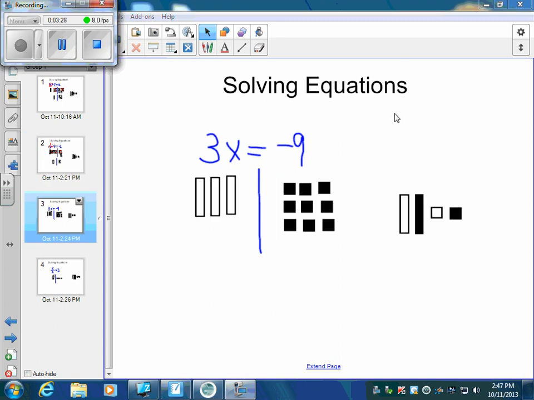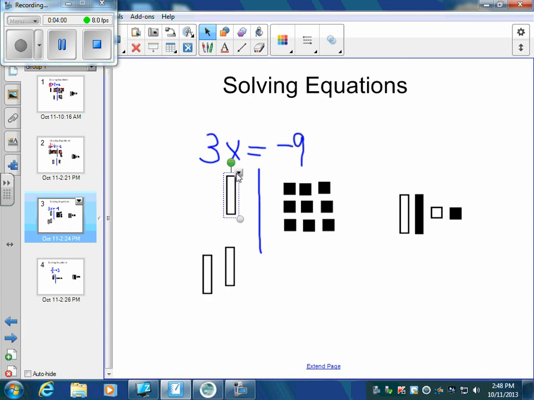Our third example says 3x equals negative 9. Now, when we have a number next to a letter, it means to multiply. But we still have to work with opposites. And the opposite of multiply is divide. So what I really want to do is divide these negative 9 tiles into 3 groups. In order to do that, I like to just knock over my x's. So I'm going to change this picture and just knock them over.